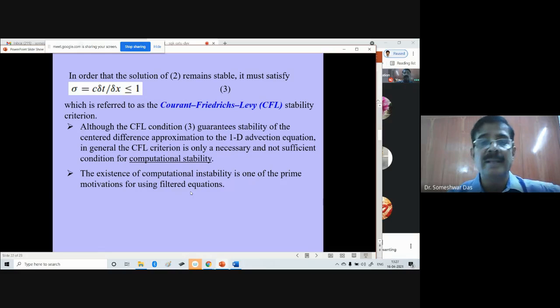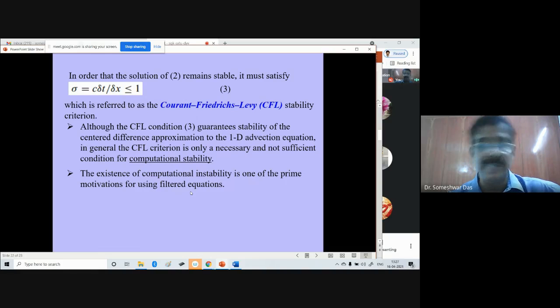Because when we are trying to solve or resolve the clouds in the model, the time step becomes too small, in terms of the seconds. Otherwise, the solutions will not be computationally stable. Therefore, what we do is we try to use the filtered models.